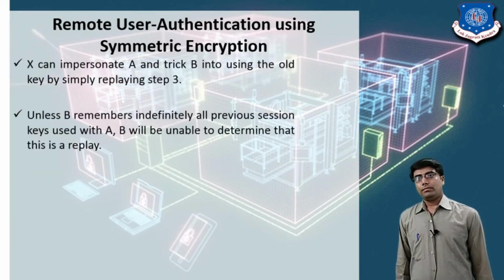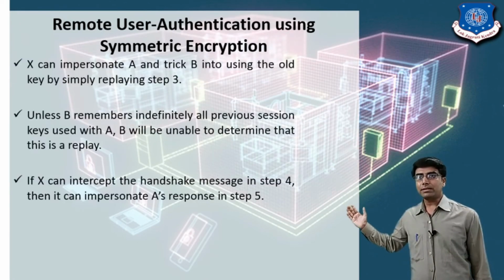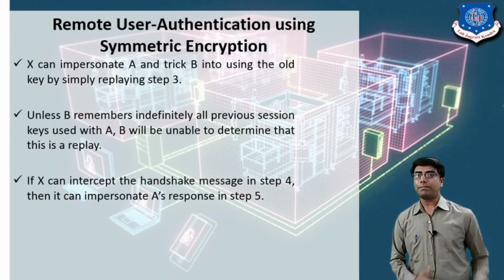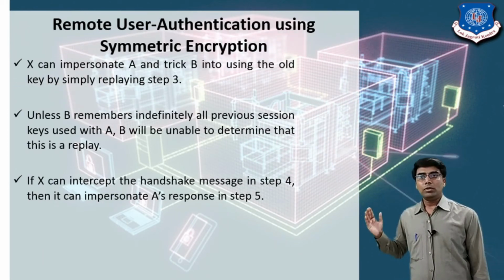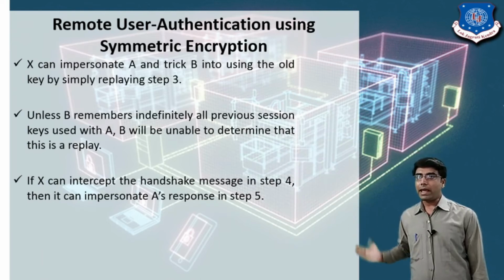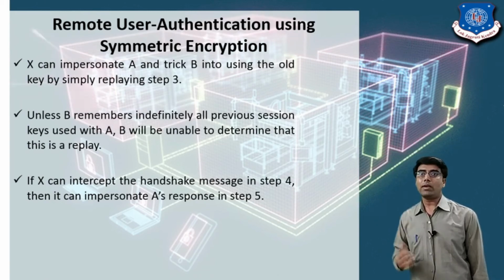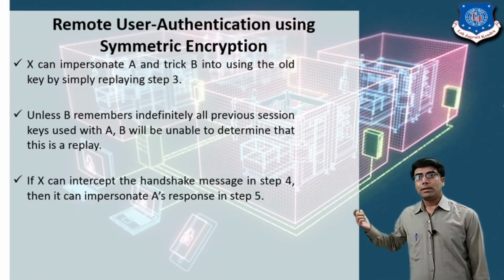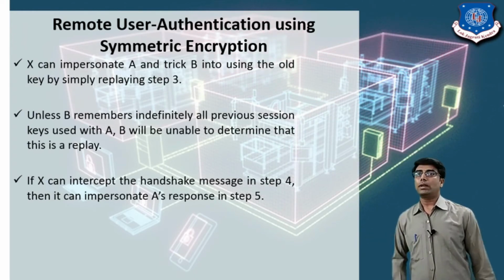Now, in the last step, if X can intercept the handshake message in step 4 and then impersonate A's response in step 5, it means the attacker intercepts the messages in step 4 and step 5. Now user X, the attacker, sends the bogus message to user B. User B doesn't have any idea that the message was sent by the attacker instead of user A.